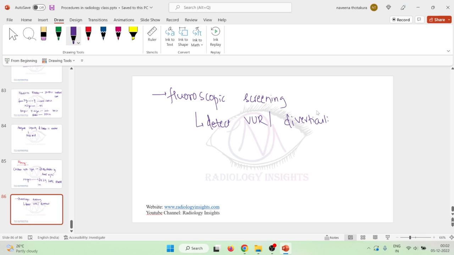Then, if reflux appears at any position, if vesico-ureteric reflux appears, then films are always taken in oblique position to make sure that this won't be a problem.